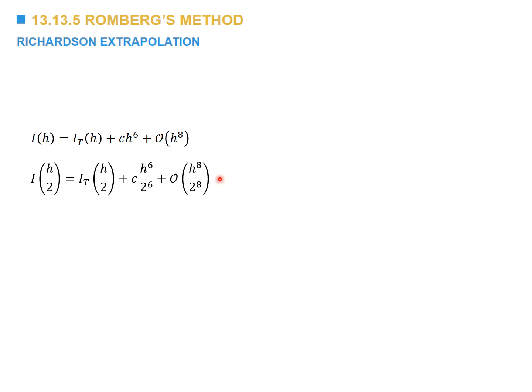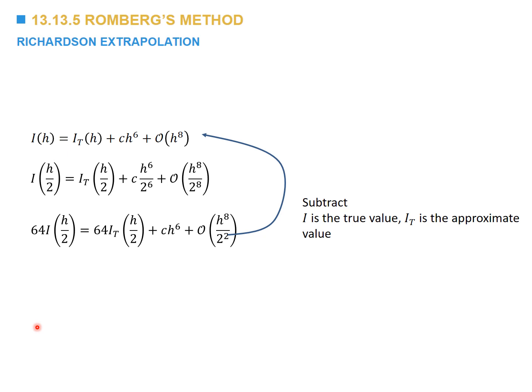Getting rid of this 2 power 6 by multiplying this second equation by 2 power 6 will give this equation. 2 power 6 is equal to 64. Again, subtracting, we get an estimate for the true value using this equation, and the error term is directly proportional to h power 8. All right, so how would we implement this method?